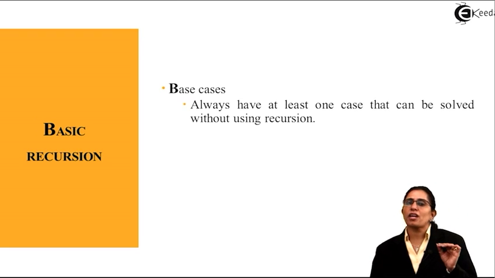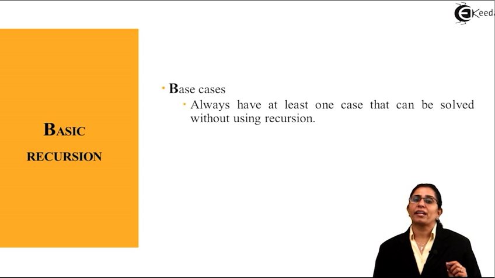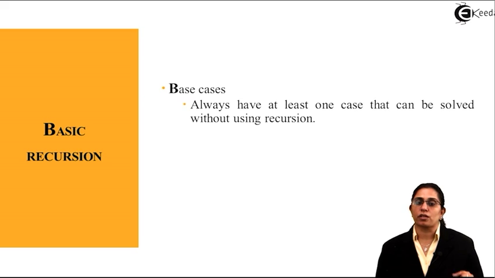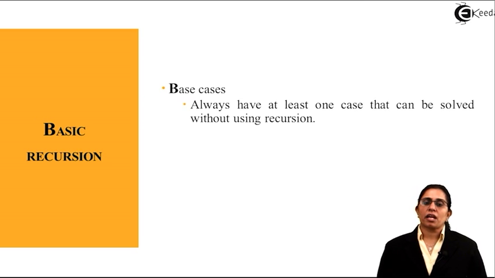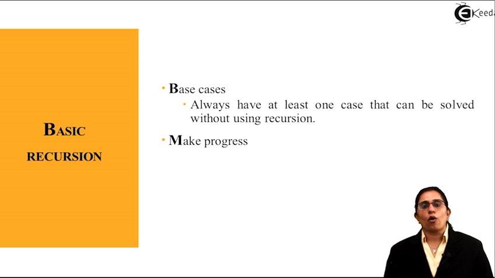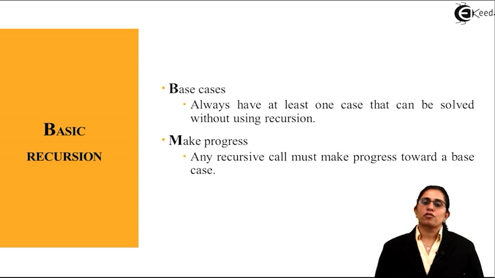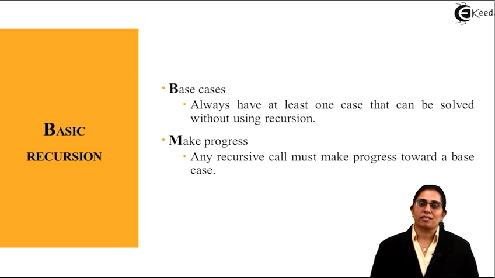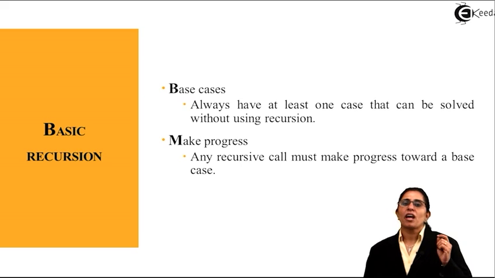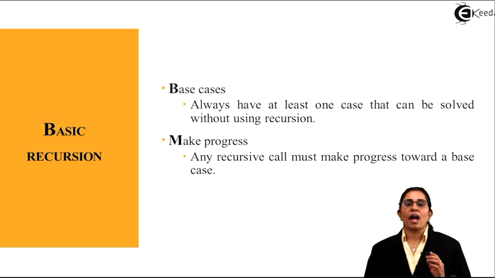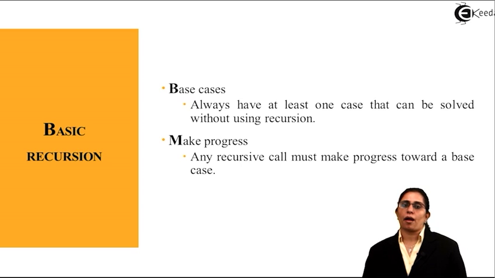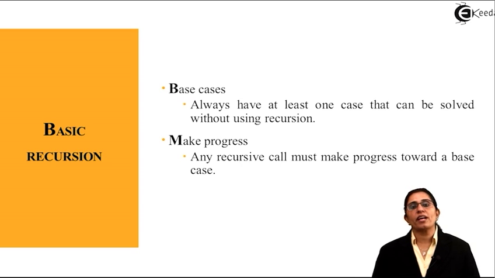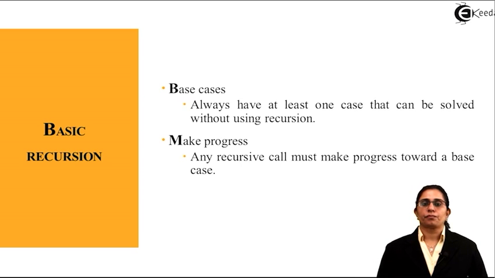That is, when I reach that stage, my program should come out. At a later stage, when I reduce it, make progress: any recursive call must make progress towards the base case. That is, the first instance is the checking condition, and later on when I divide and conquer a particular program, it should always approach my base case.